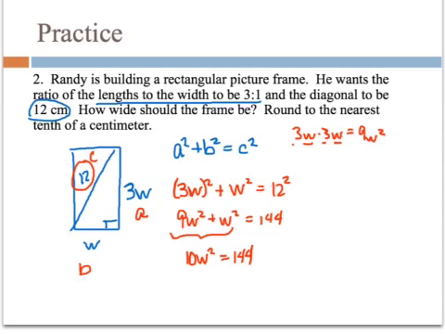Alright, go ahead and solve the rest for w. You have, I think, 2 steps left and then you're done. And we'll talk about the rest of this problem tomorrow. Good luck!